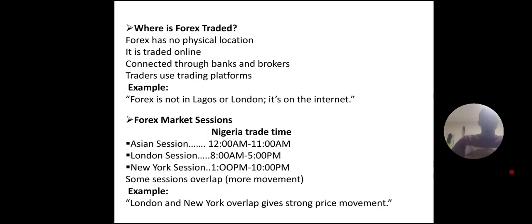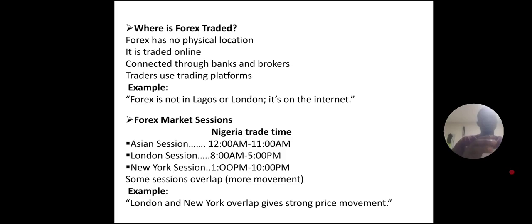So let's move on. Now, where is forex traded? Forex has no physical location. It is traded online, so that's the digital we're talking about. It's the internet. We trade it online, and there are different tools we use, like MetaTrader 5 and MetaTrader 4, to trade it online. Then we talk about the broker. All this is what I will discuss in our next video.